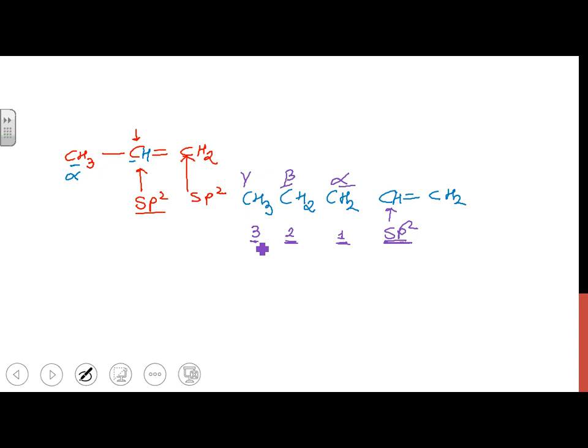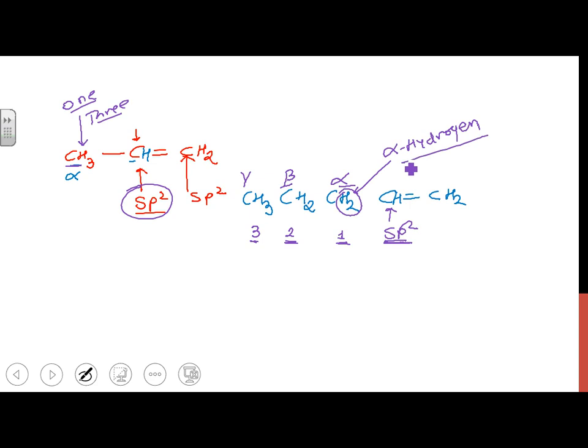The first requirement says we should have one sp2 hybridized carbon, which we do have. It should have one alpha carbon, that means one nearby carbon. Not only that, the alpha carbon should have at least one hydrogen. Here we have 3, we require at least 1. Here the alpha carbon also has 2 hydrogens. The hydrogens on the alpha carbon are known as alpha hydrogens.